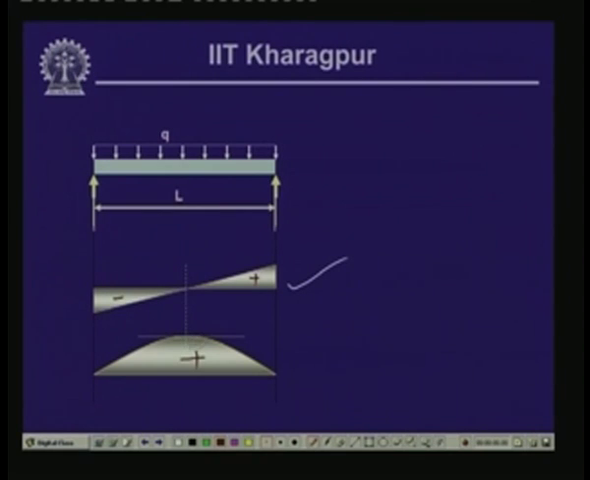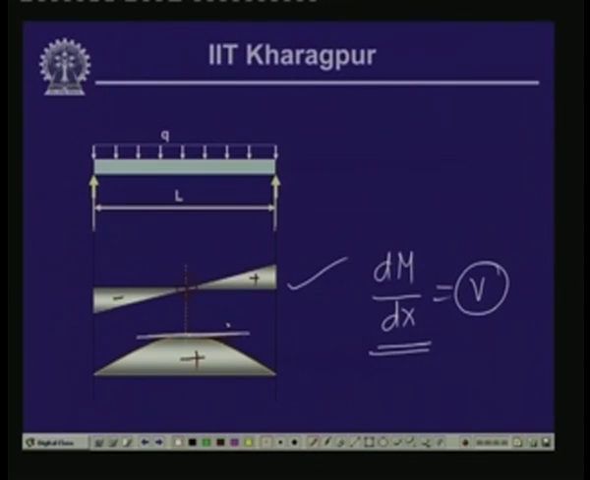Now, please note over here that at L by 2 the tangent to the bending moment diagram is horizontal, and correspondingly the shear force value here is 0. That is what we get: if V is equal to 0, then dM/dx is 0, the moment is constant, and the slope over here is horizontal. So, this diagram we call the shear force diagram, and this diagram we call the bending moment diagram.